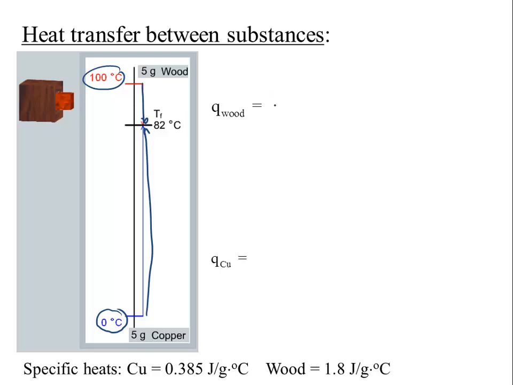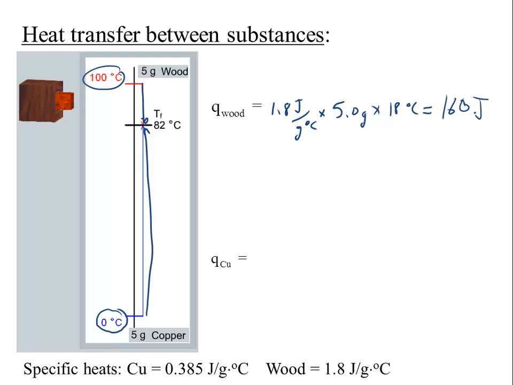It's going to be its specific heat, 1.8 joules per gram degree Celsius, times its mass, 5.0 grams, times its temperature change, which we're just going to use positive values for the magnitude, so that's 18 degrees Celsius. And if you look at how much energy that is, it's 1.8 times 5 times 18. That's 160 joules to 2 significant figures.